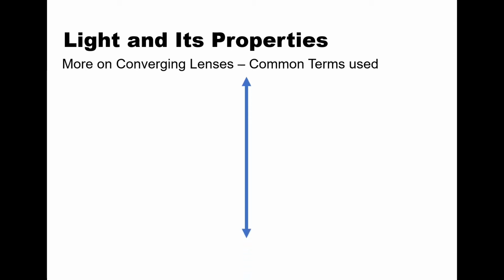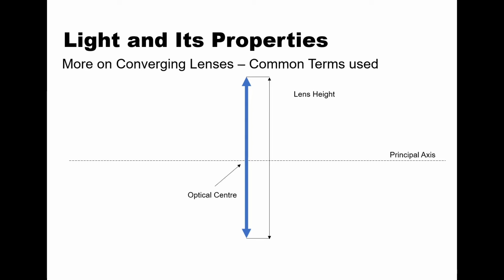First, we start with the symbol of converging lens. It is denoted by a double-headed arrow in an upright position. The lens height defines how tall the lens stands. An imaginary line known as the principal axis runs through the center of the lens, perpendicularly to the lens. The part where the lens and the principal axis cuts each other is known as the optical center. It is found in the middle of the lens.